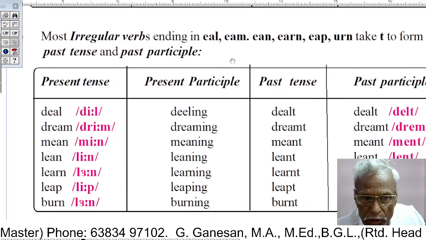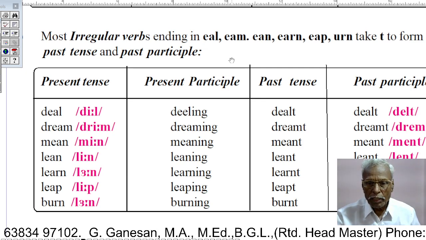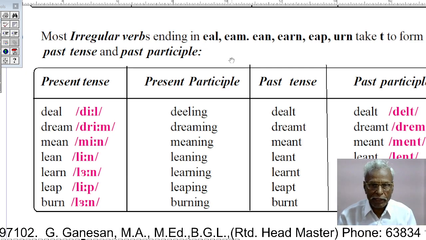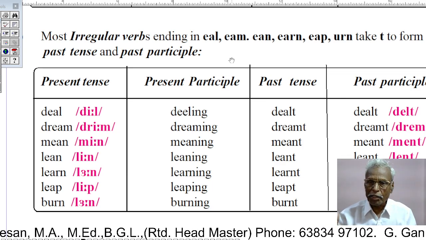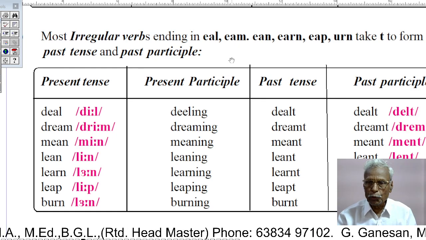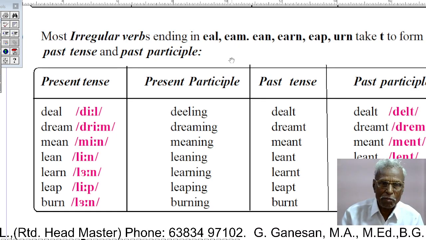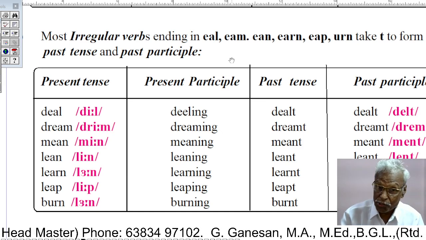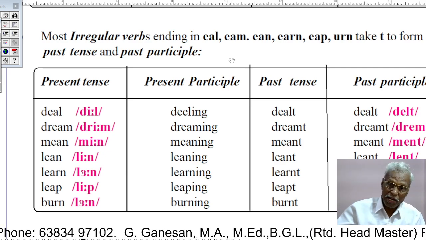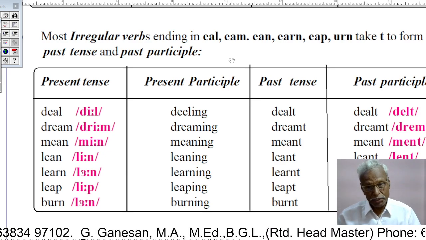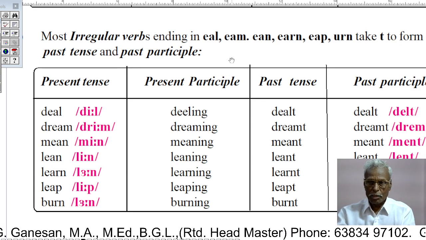That is the sixth way of forming the past. Irregular verbs ending in EAL, EAM, EAN, EARN, EAP or URN take T to form their past tense and past participles. Irregular verbs ending with these letters take simply T, that is, add T to the present form to form past tense and past participle.